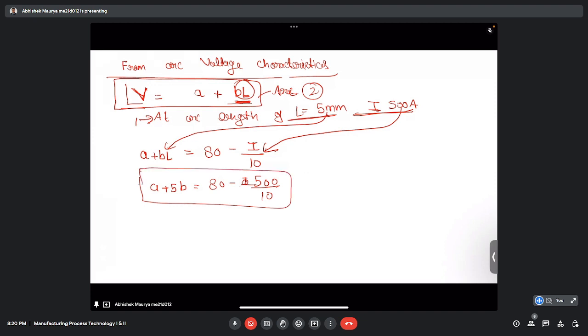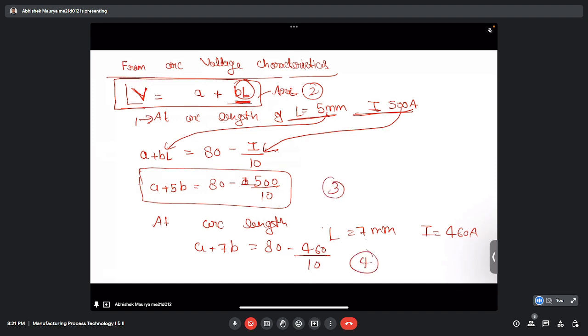And similarly again, at arc length L is equal to 7 mm, what is given, I is equal to 460 amperes. We will put L is equal to 7 and I is equal to 460. So what we will get, A plus 7B is equal to 80 minus 460 by 10. So finally we will get equation 3 and equation 4, and we have two unknowns, A and B.